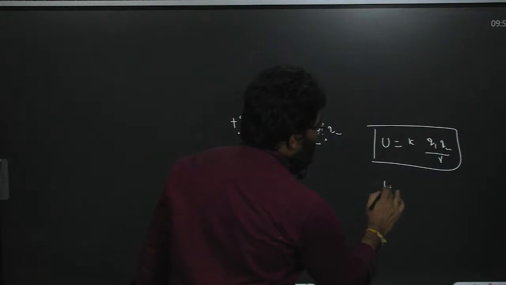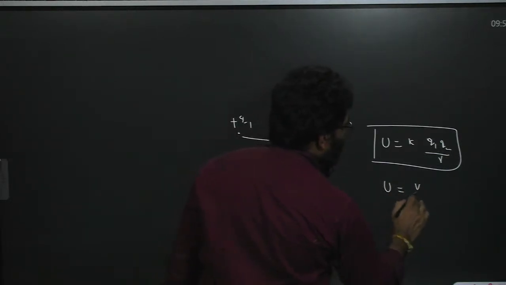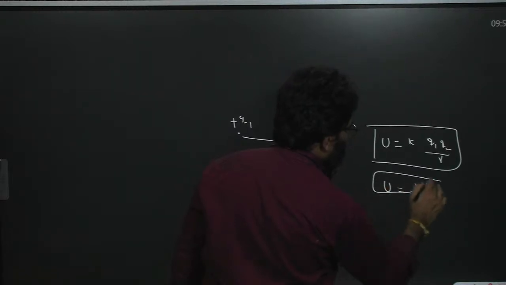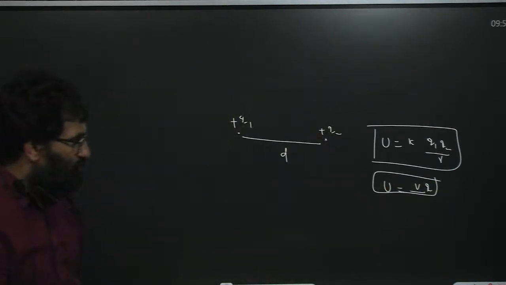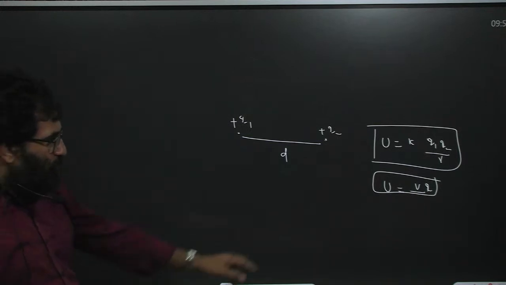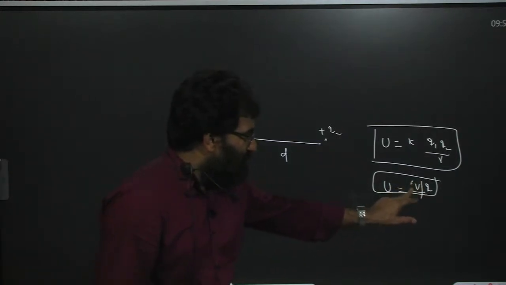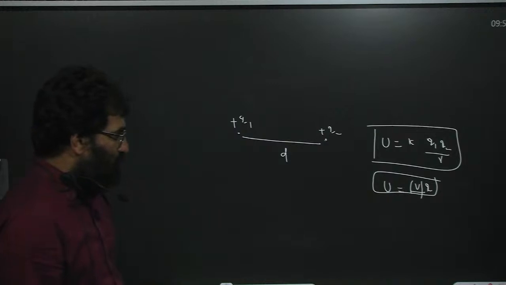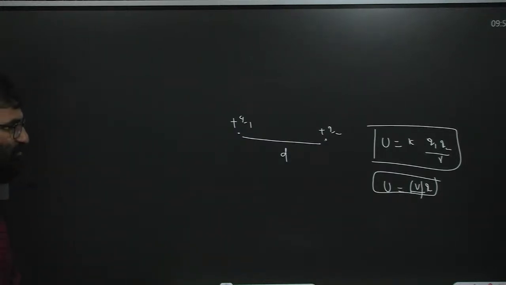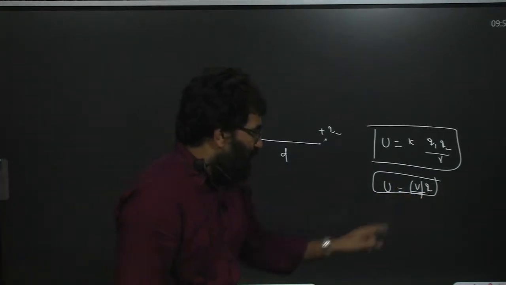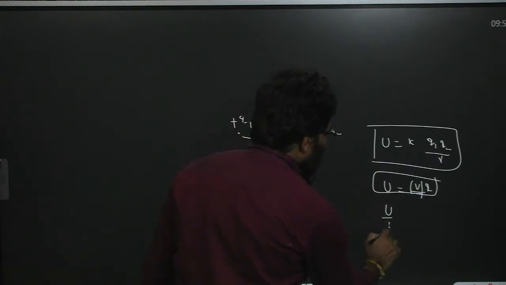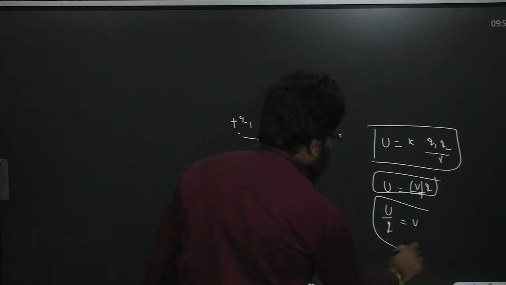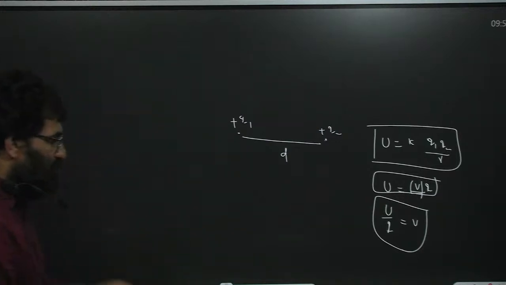So potential energy is also potential into charge Q. Potential energy is equal to the potential due to the other charge into Q2. Potential energy per unit charge is also potential. Potential energy and potential are both scalar quantities only.